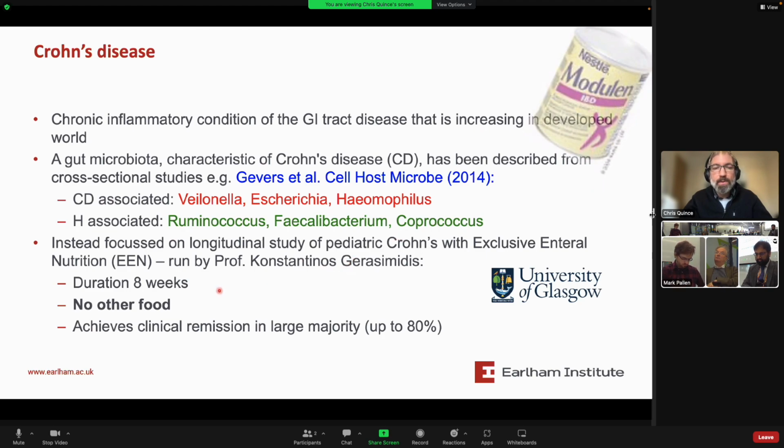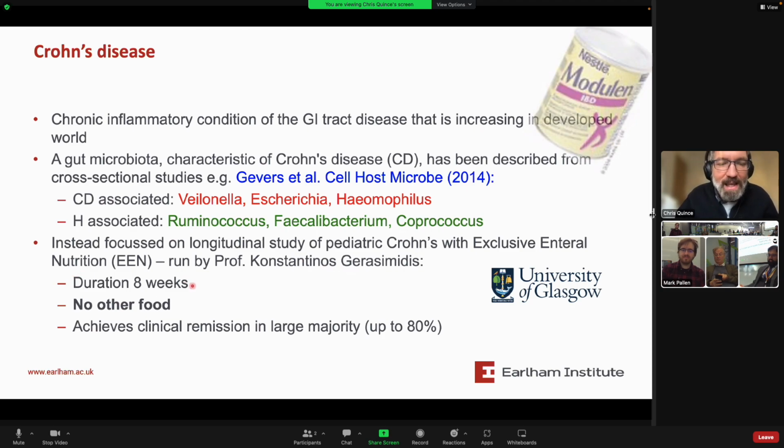It's typically used for pediatric treatment of Crohn's, mostly because adults refuse to take it. It's basically an incredibly bland milkshake that you can force children to have, but if you give it to adults, they almost certainly cheat.